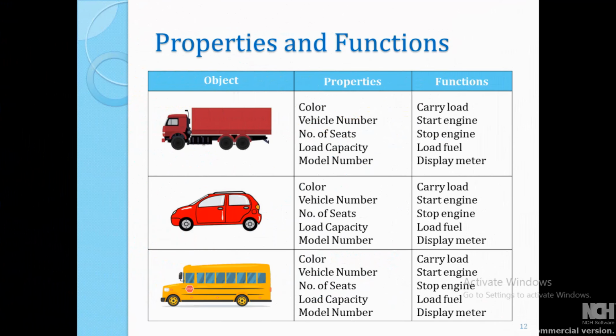A vehicle contains properties such as color, vehicle number, seating capacity, and model number. It also performs functions such as starting the engine, stopping the engine, loading fuel, and displaying meter readings. This combination of data and behavior forms the foundation of object-oriented programming.